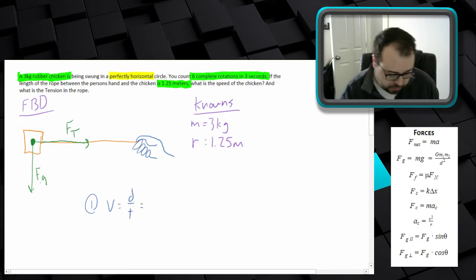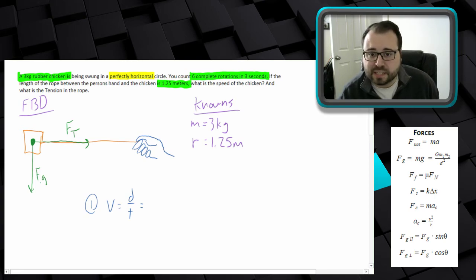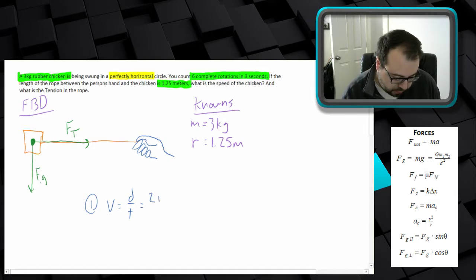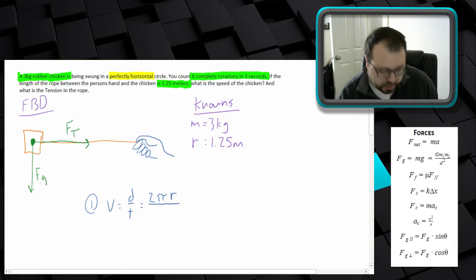Now, in order to do this problem, we have to think, what's the distance this chicken's traveling if it's traveling in a circle? Since it's going around the outside of the circle, it's going to travel the distance along the outside of the circle, which is the circumference. So we can replace that with 2 pi r, the equation for circumference, over time.